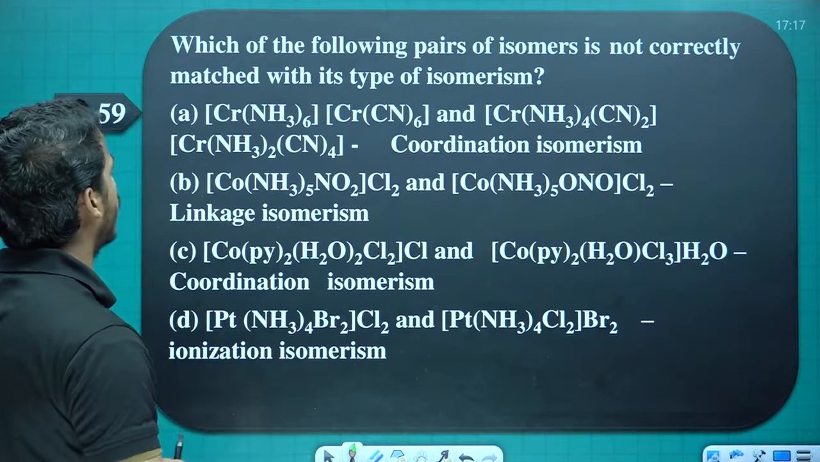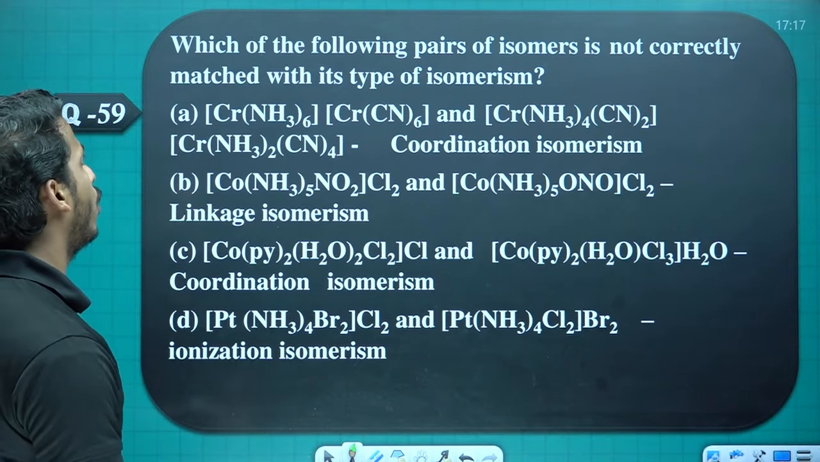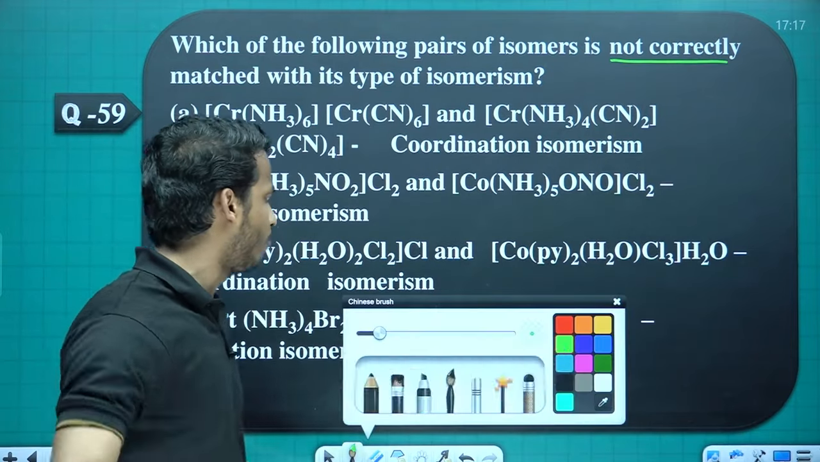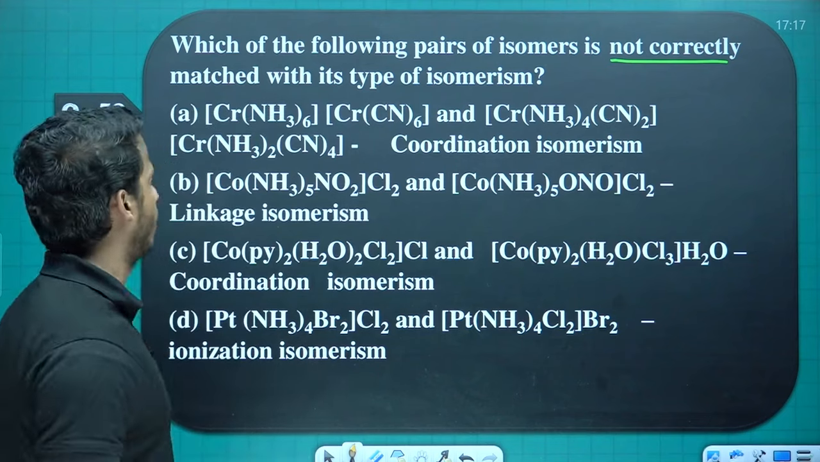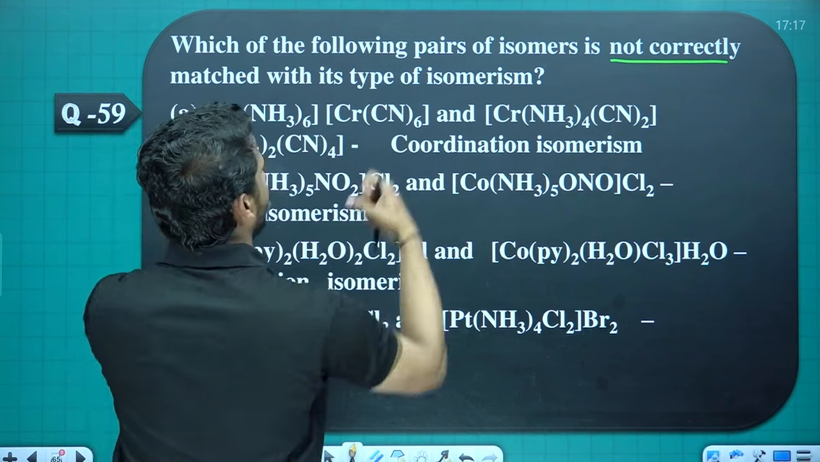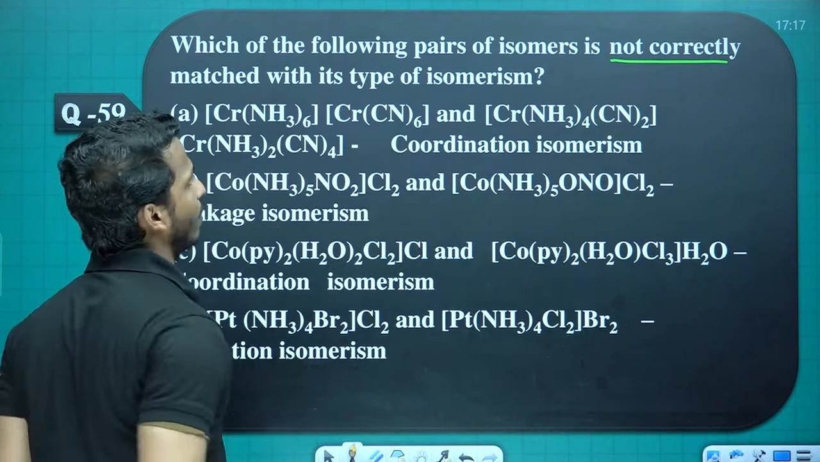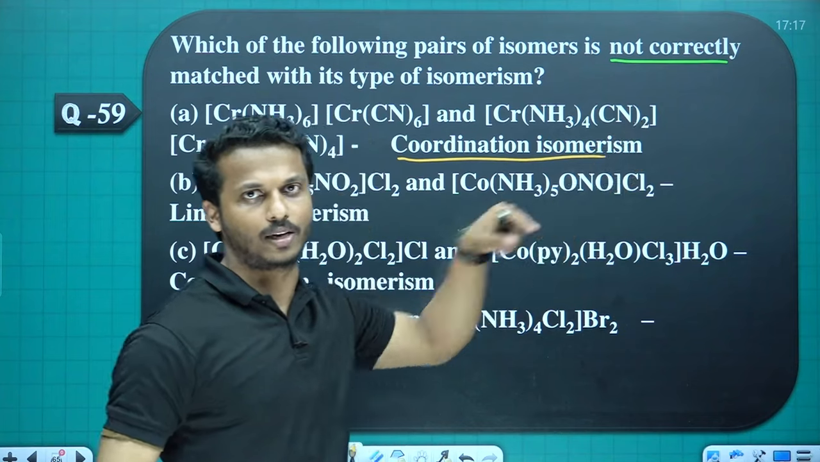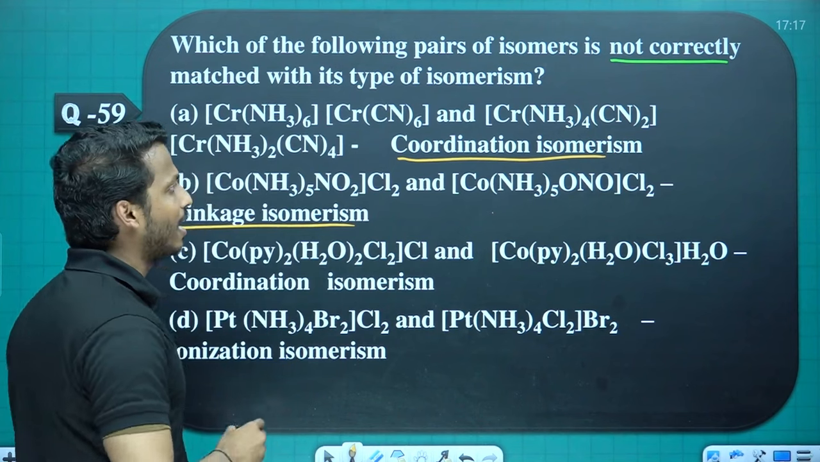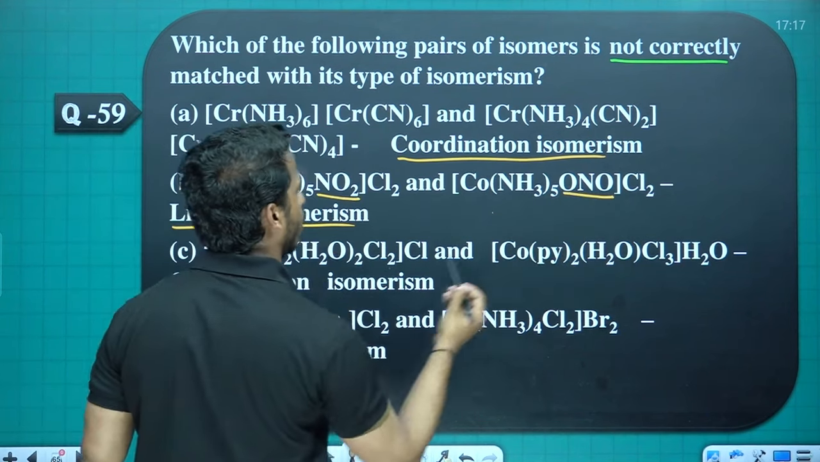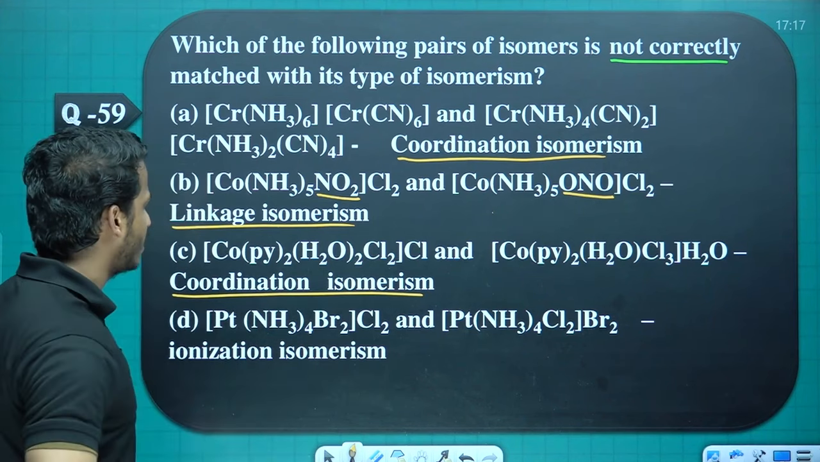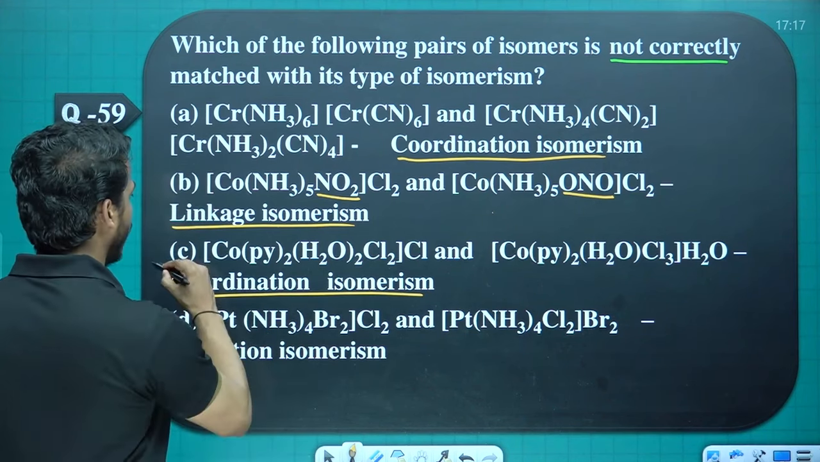That is another previous question. Check it, all of you. Which of the following pairs of isomers is not correctly matched? Isomerism questions are very important, my dear. Be careful, which is not correctly matched. Here 2 coordination spheres are given, that is coordination isomerism, correct. And this is linkage isomerism, ambidentate ligand, check it. Here NO2 is there, here ONO is there, yes, correct. And here they are saying coordination isomerism, is it coordination isomerism? No, this is the correct answer.